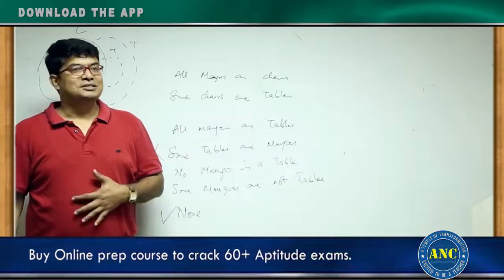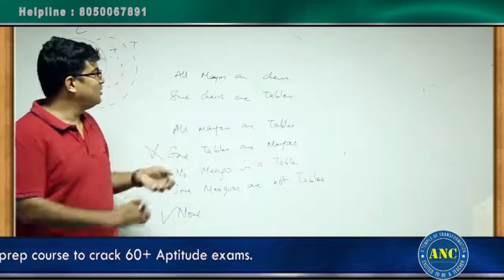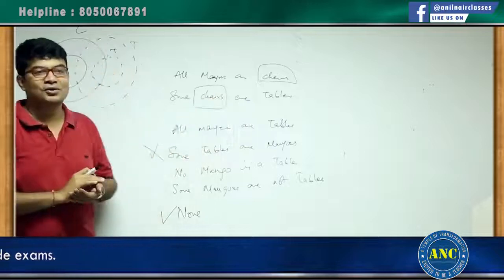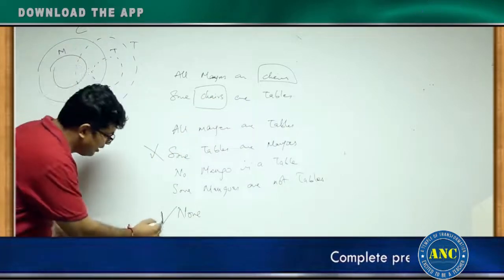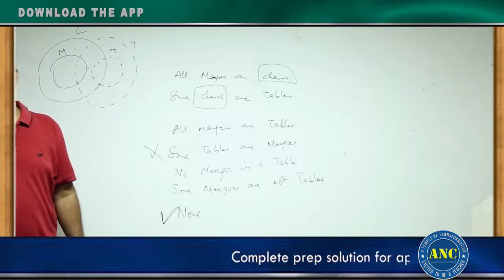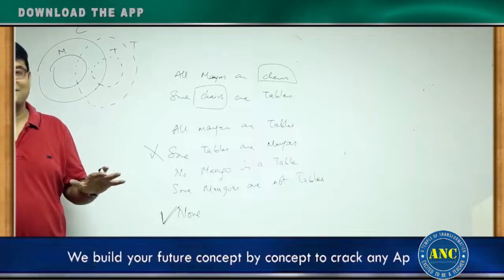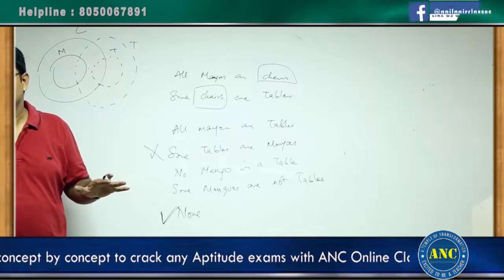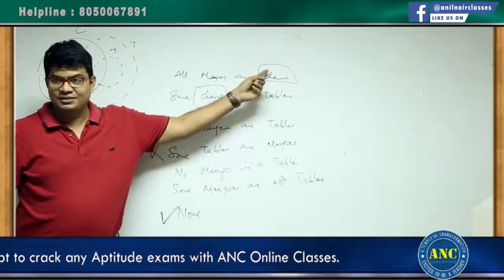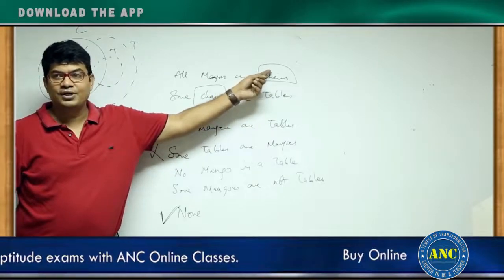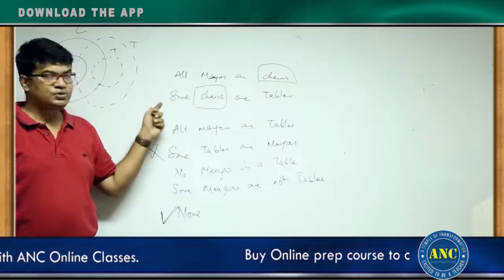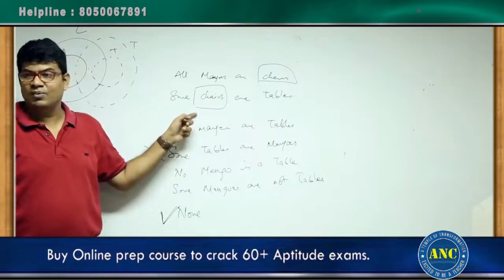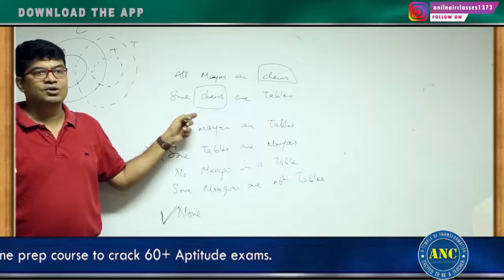So from now on, guys, whenever you see two statements, look for the middle term. Is the middle term distributed? No, the answer is none. Period. All mangoes are chairs. Is chairs distributed? No. What is the middle term in these two statements? Chairs. Is it distributed in the first premise? No. Is it distributed in the second premise? No. So no immediate inference can be drawn.